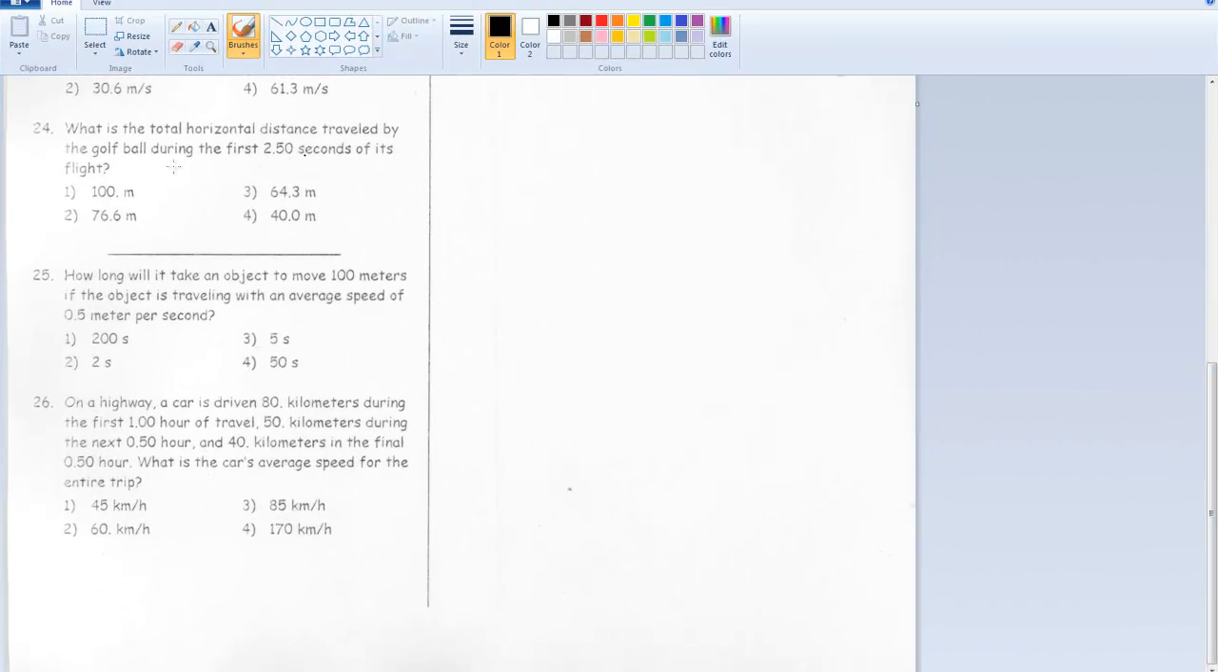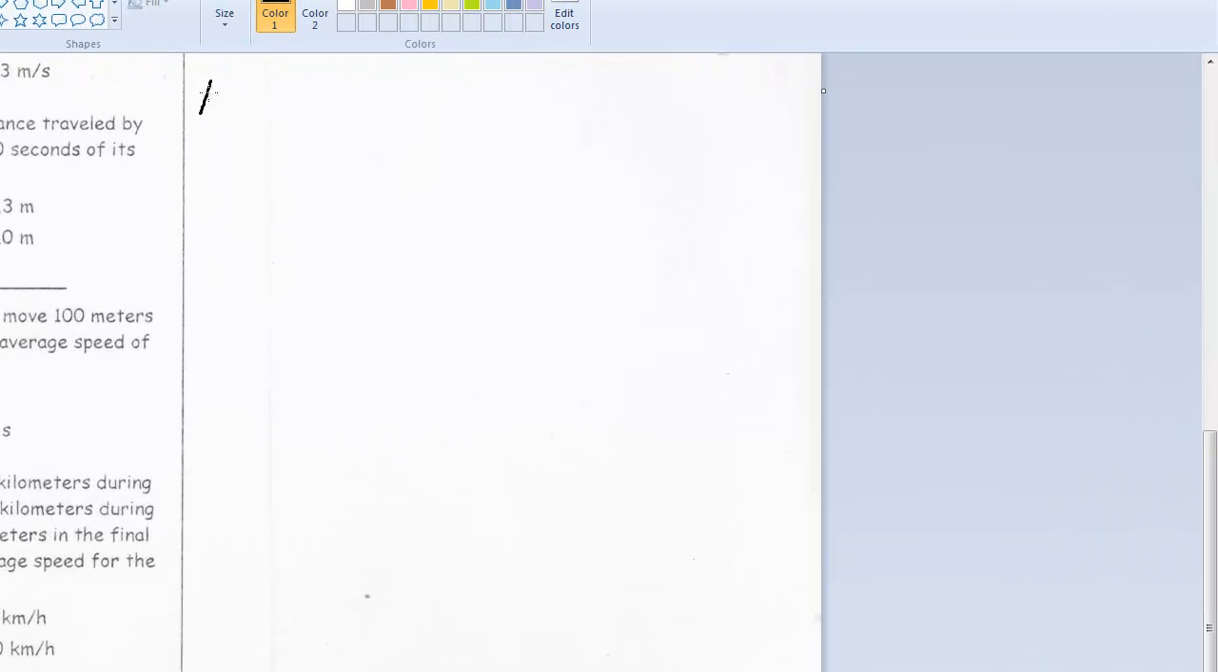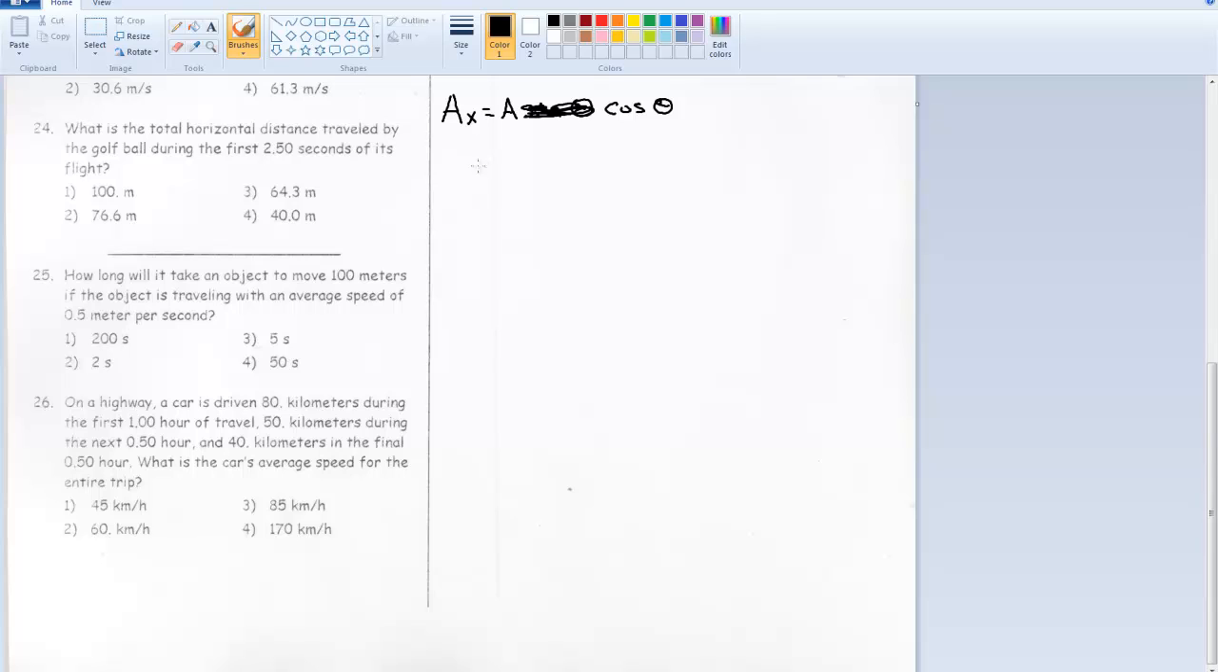What is the total horizontal distance traveled by the golf ball during the first 2.5 seconds of its flight? So if we want to find the horizontal distance traveled, first we'll need to know the horizontal component of its velocity. Oh, excuse me, this is AX equals A cosine of theta. A times the cosine is going to be 40 times cosine of 40. So we're going to get AX to be equal to 30.6.